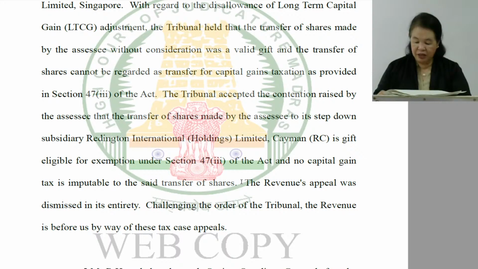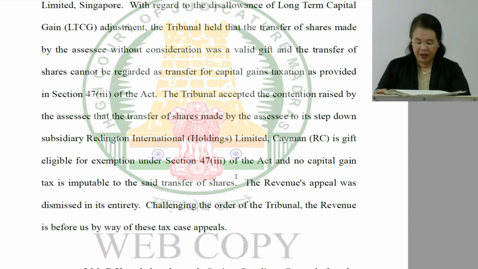Talagang dinismiss niya yung appeal ng tax authority in its entirety. So, talo dito sa appeal na to ang tax authority. So, challenging the order of the tribunal, the revenue is before us by way of the tax case appeal. So, anong ginawa na ang tax authority? Nag-appeal siya sa Supreme Court, no?